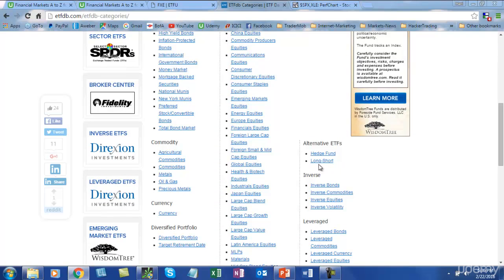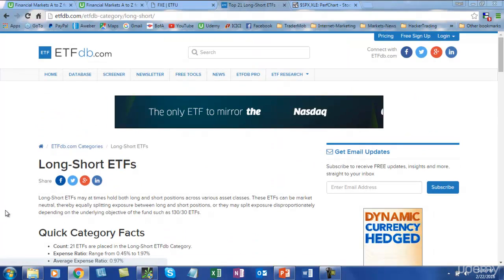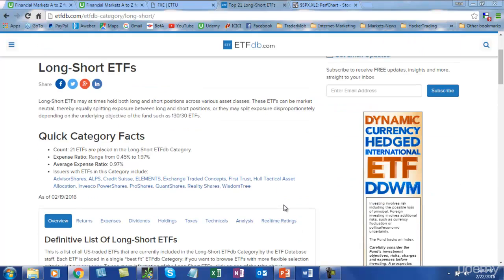You also have some very unique ETFs. So this is a long short ETF. Let's go take a look at that. That's interesting. So let's read the description of this ETF. The long short ETF may at times hold both long and short positions. So this is really great. This is very good flexibility. They're telling you that their charter itself allows them to go both long and short. And these ETFs can be market neutral as well. So they have a lot of flexibility, obviously.